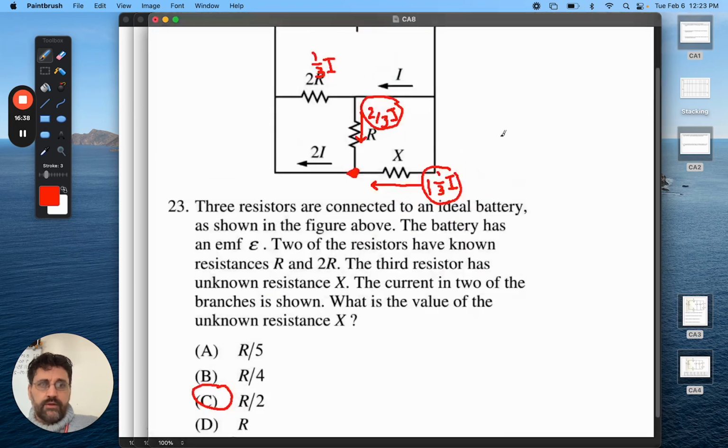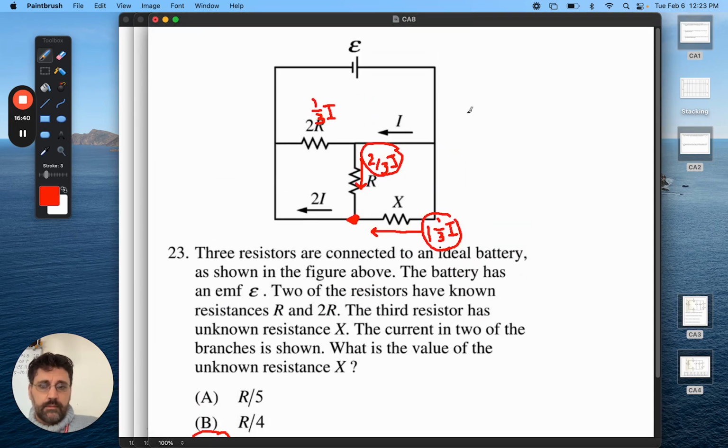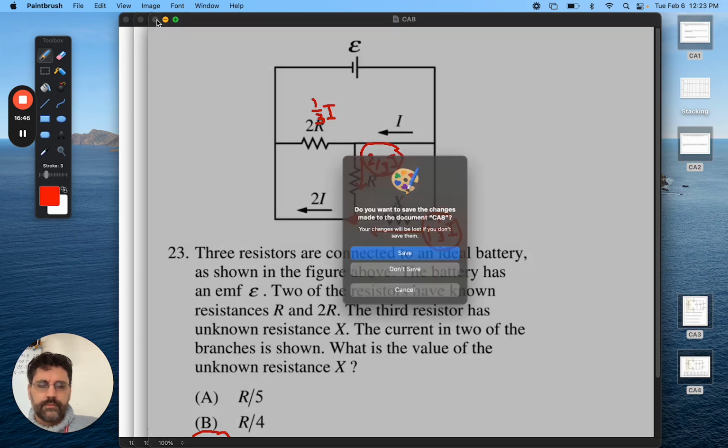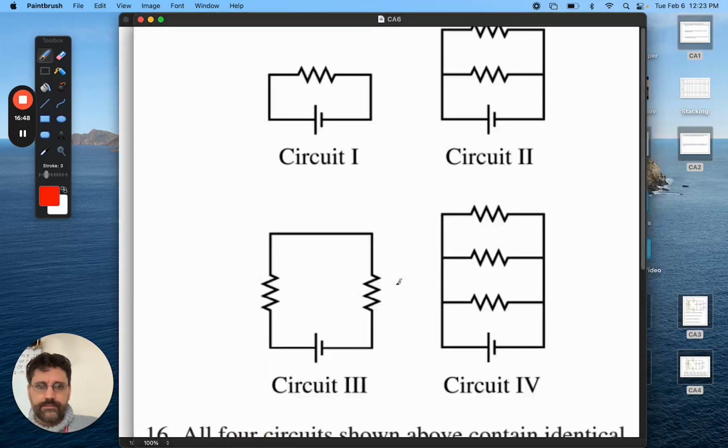Well, before I go that, once again, this would probably have been a lot simpler if you had drawn them all in parallel, like in a more reasonable configuration.